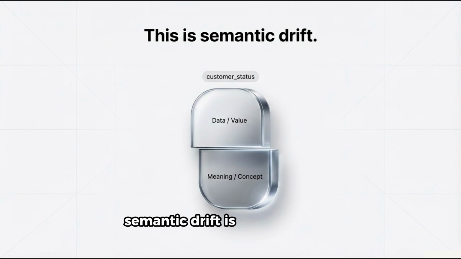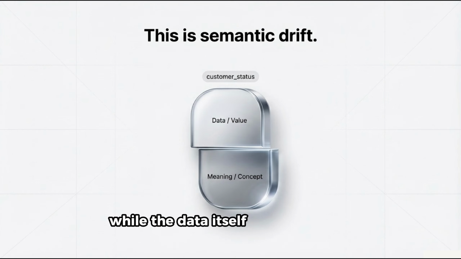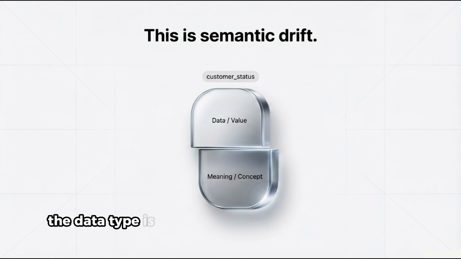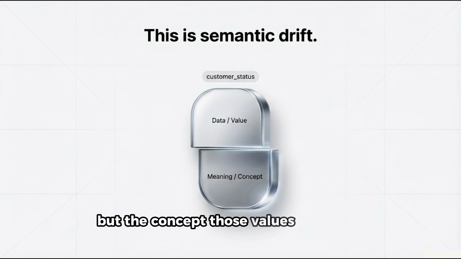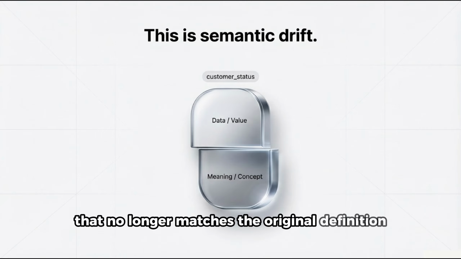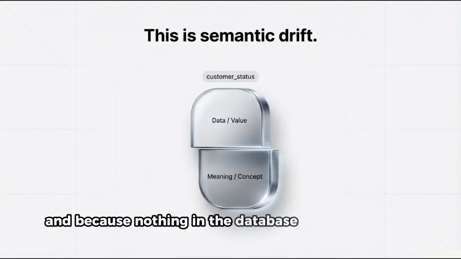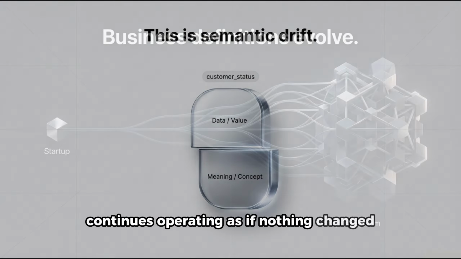Semantic drift is what happens when the meaning of data changes over time, while the data itself stays the same. The column name is unchanged. The data type is unchanged. The values are unchanged. But the concept those values represent has quietly shifted to reflect a business reality that no longer matches the original definition. And because nothing in the database signals that shift, every system, query, and team that relied on the original meaning continues operating as if nothing changed.